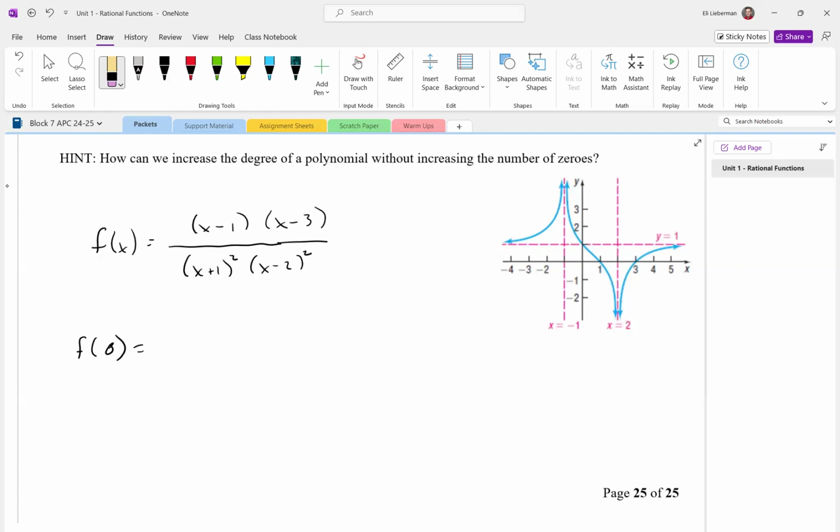X cubed minus 1. Oh, this one? X cubed minus 1. Why would it be x cubed minus 1? Well, the solution would be 1. Okay. And it's a cubic, so that solves that.